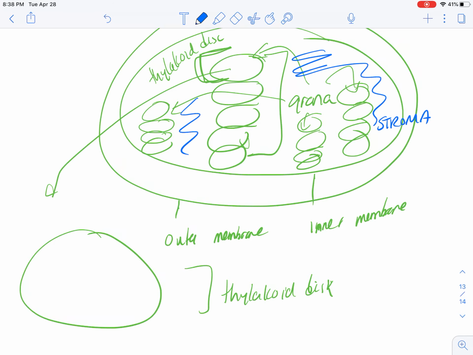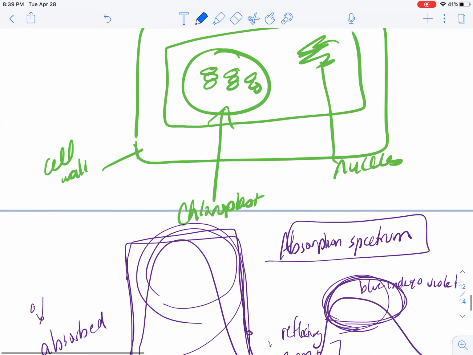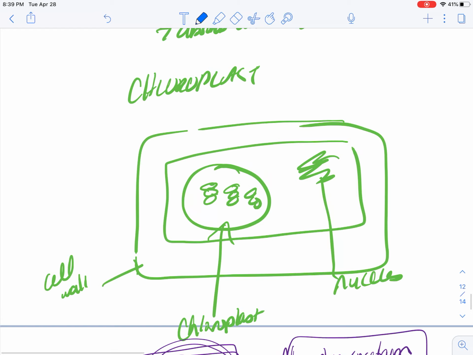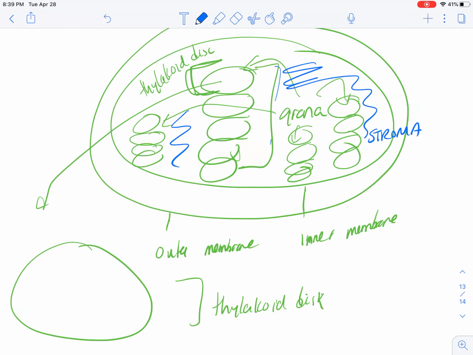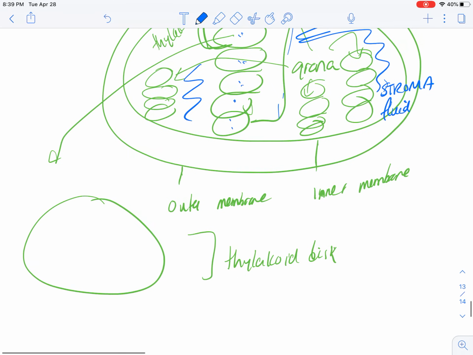Okay, so let's just go through this. This is the chloroplast. The chloroplast is found inside a plant cell. And if you look inside the chloroplast, you have these stacks called grana. The grana is made up of these individual thylakoid discs. So I can see 1, 2, 3, 4, 5 thylakoid discs in this grana. Okay, and this grana is surrounded by this fluid called stroma. All right, and that is the structure of the chloroplast.